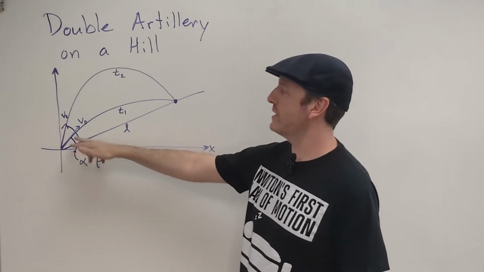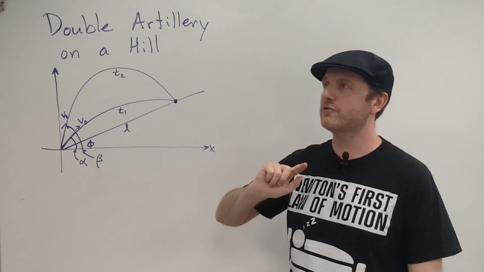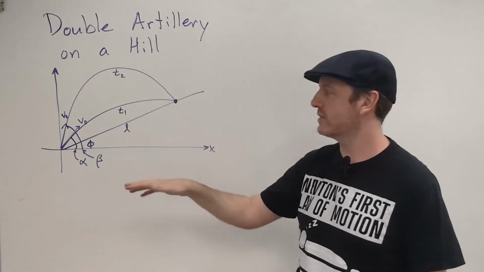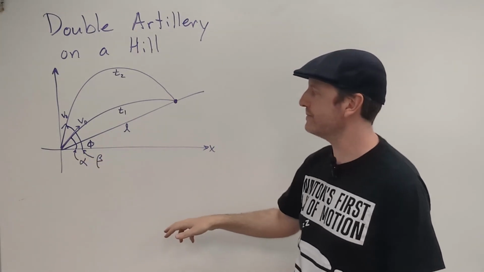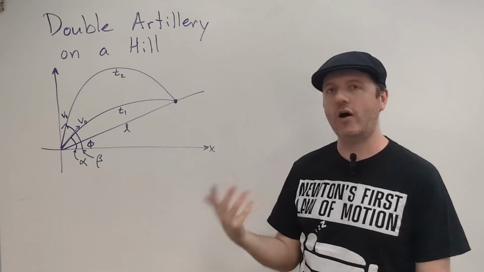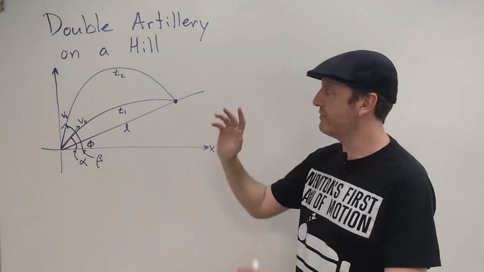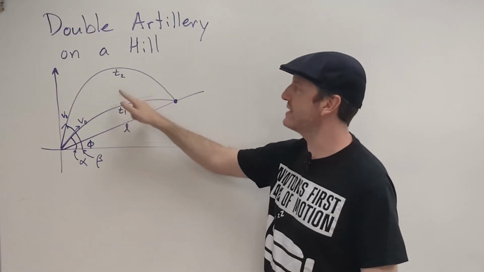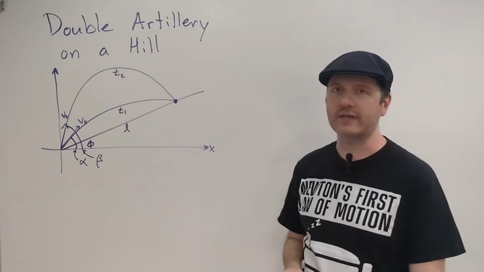The angle of inclination of the hill is, let's call it phi. And then we're launching at the same speed, but at two different angles with respect to the horizontal. We'll call those alpha and beta. And we're hitting the same location on the hill. However, because of the different angles, they do take two different times to land there.